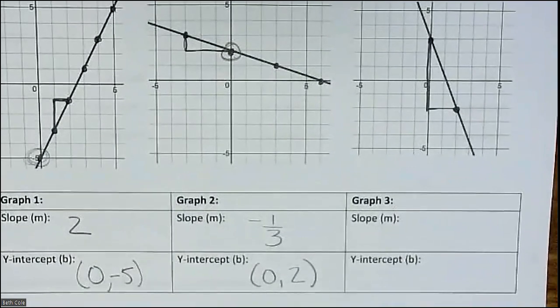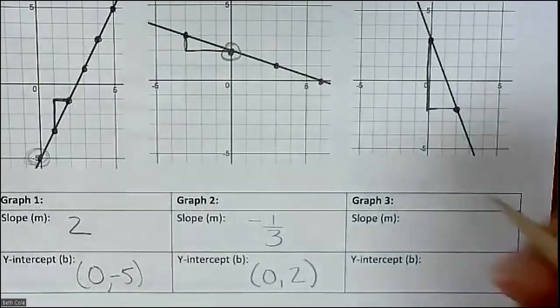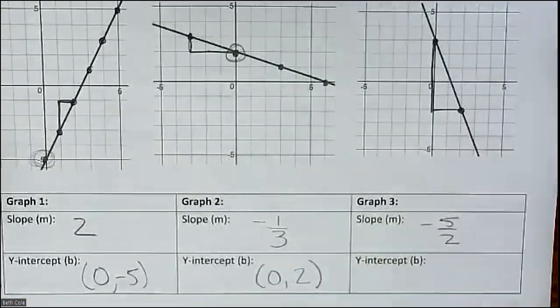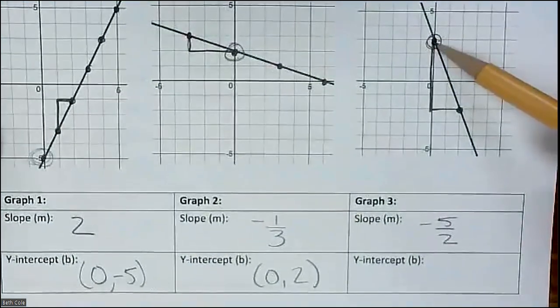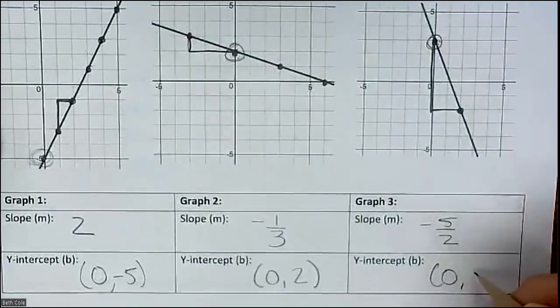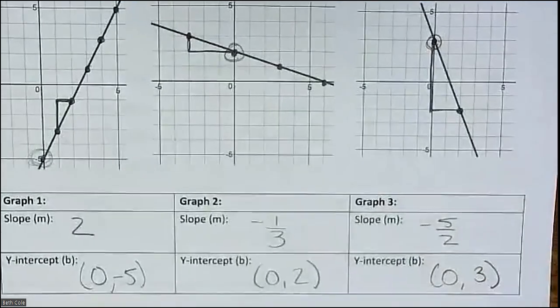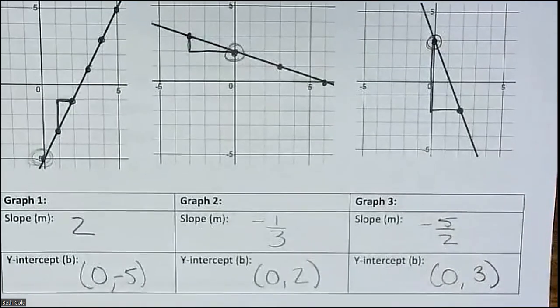-5 over 2, but it's going to be good. Perfect. -5 over 2. And your y-intercept is this point right here. Good job. And an ordered pair, 0, comma something, so 0, 3. Okay, so you're just counting little boxes and seeing where your starting point is.